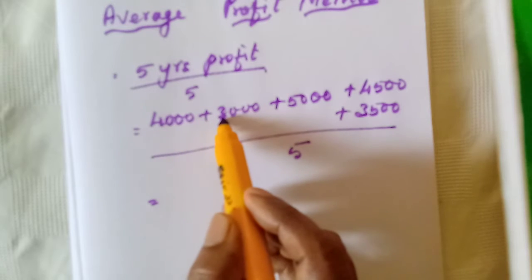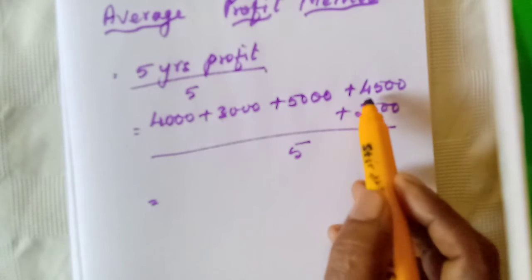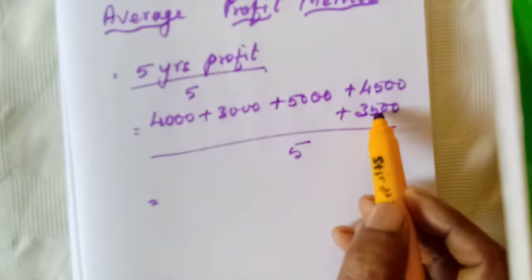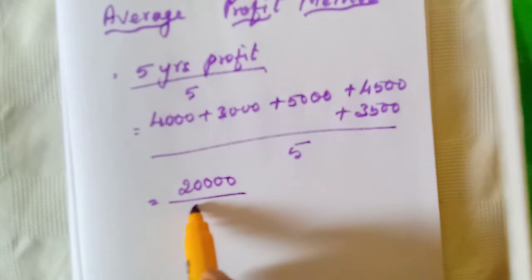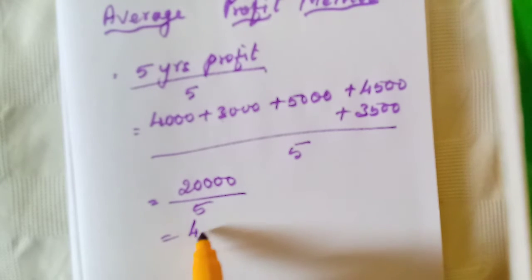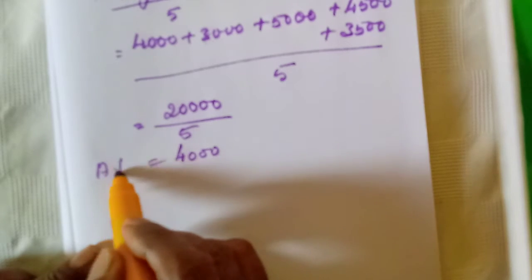Then 4, 3, 7, 12, 16, 19 plus 1, 20. 20 by 5, 4. So here this is the average profit, isn't it?